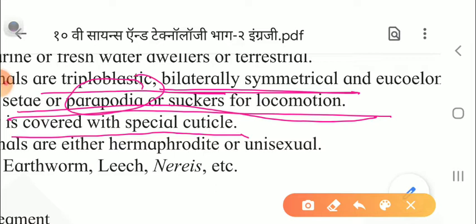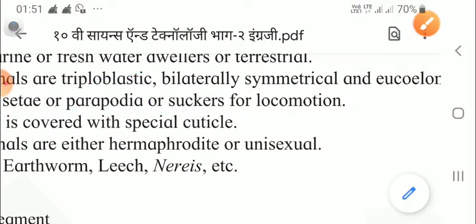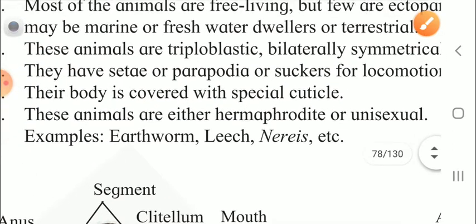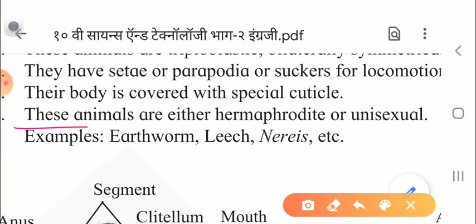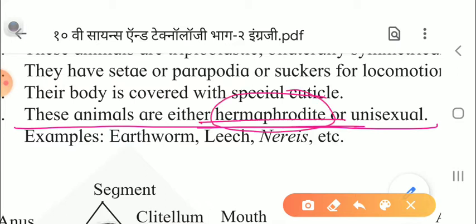Now these animals are either hermaphrodite or unisexual. So this point you have to learn. Next point, hermaphrodite. Hermaphrodite means both the sexes, male and female reproductive organs, are present in the same organism. Sometimes they may be unisexual also. What are the examples? Earthworm, leech, nereis, etc.